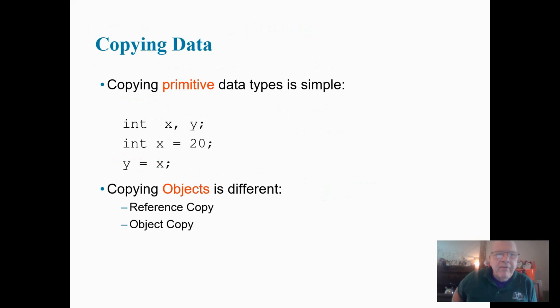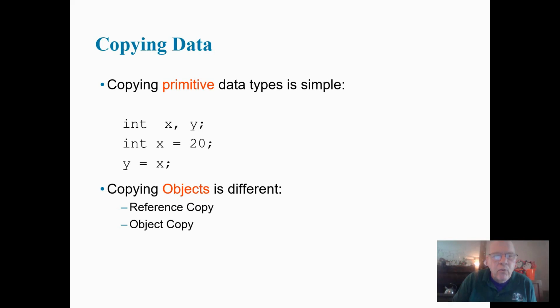So copying primitive data types is real simple. You just use the equal sign, the assignment operator: x equals 20 and y equals x. They're both ints. 20 is a literal integer, therefore they all copy nicely. But if you copy objects, it's very different.